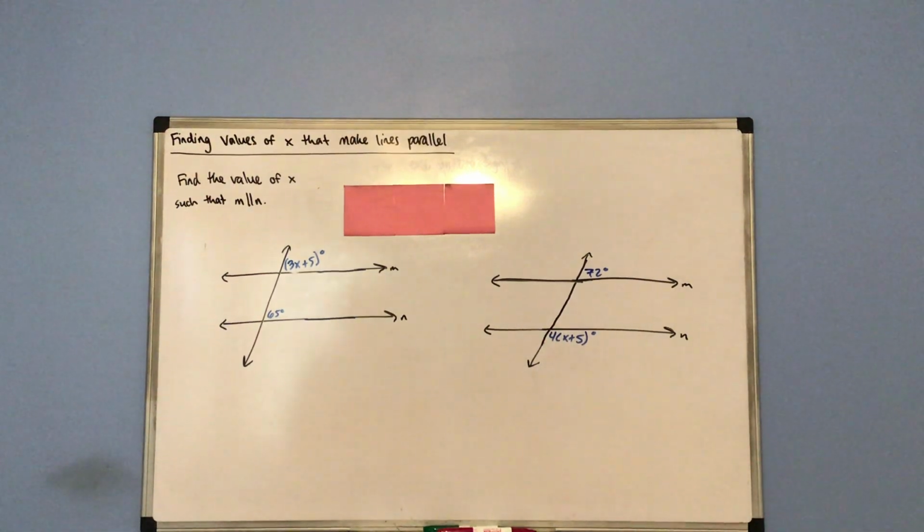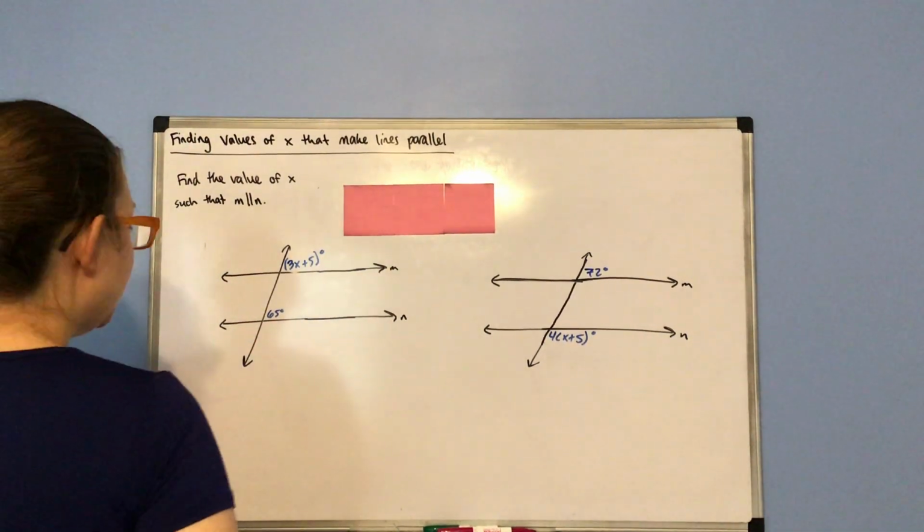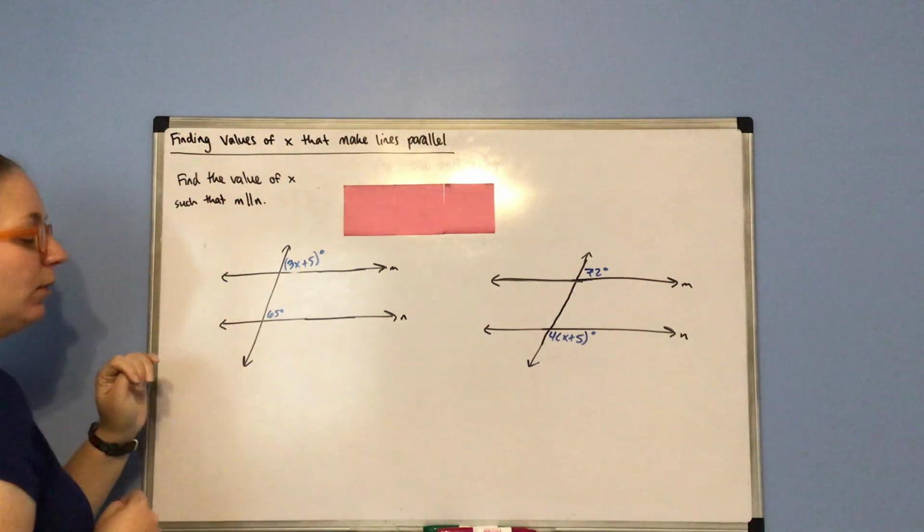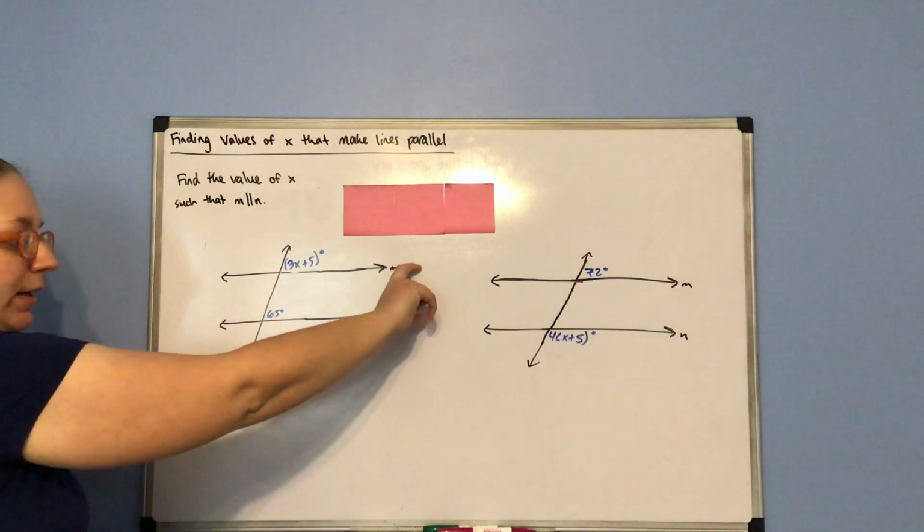Today what we're going to be doing is looking at diagrams that look like these ones, where you have two lines and then the transversal that cuts through them. And we're going to be finding the value of x that makes those two lines parallel.